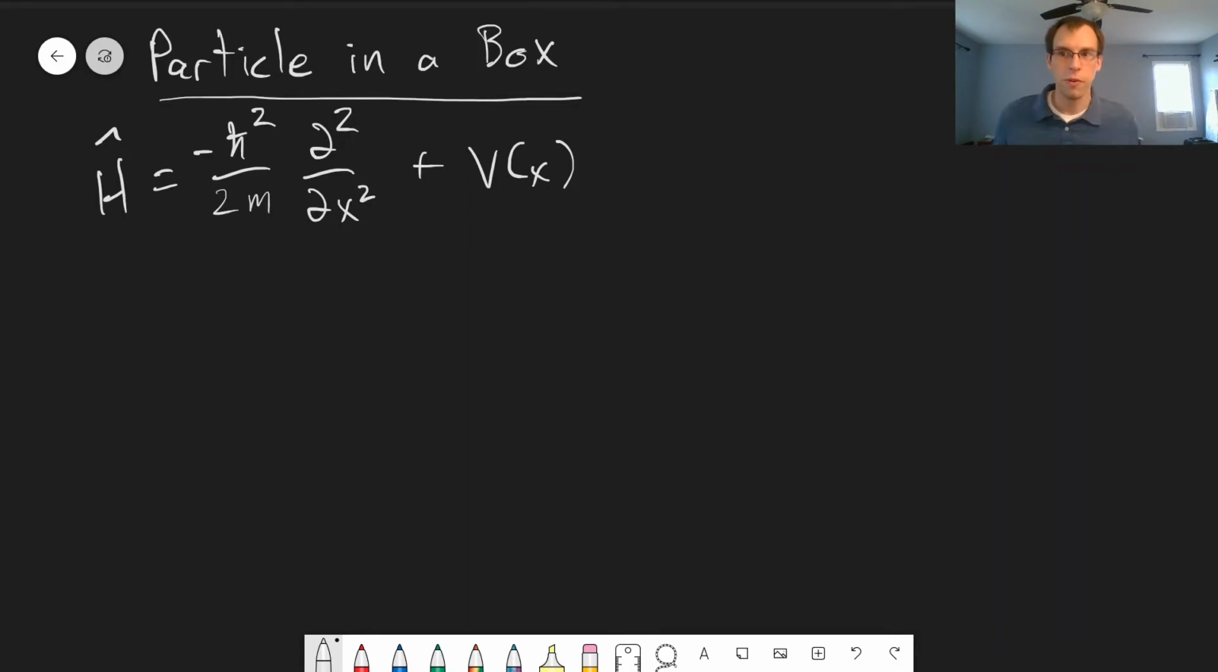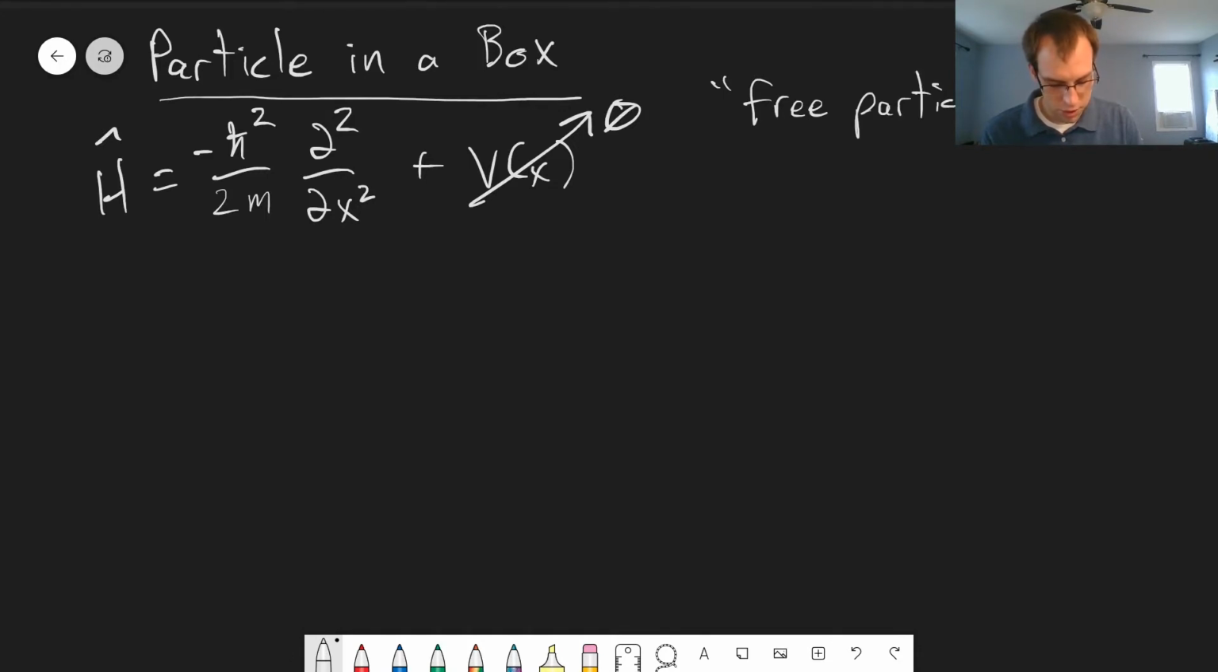And so for our simplest system that we want to look at, we want to consider a case where we can get rid of one of these terms. That would be to set the second term equal to 0. Now we can set it equal to 0 at all x values, and that's what's known as a free particle. And there are solutions to this. We're going to look at a slightly different version of this.